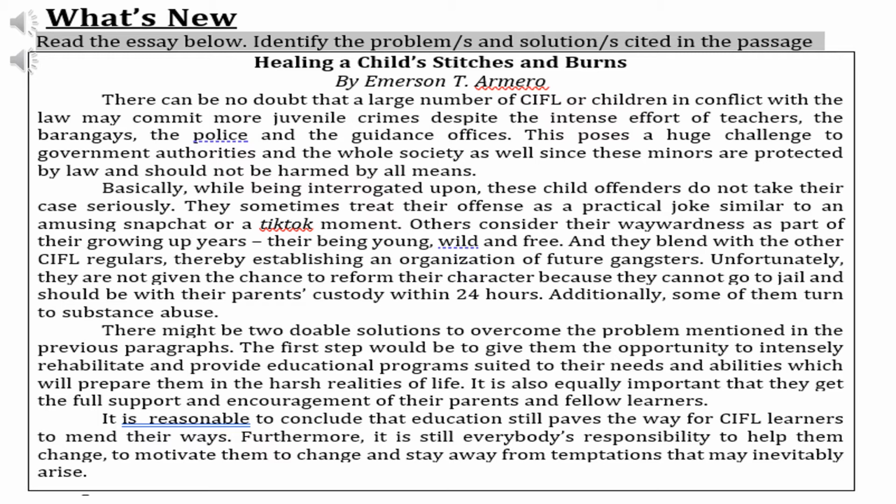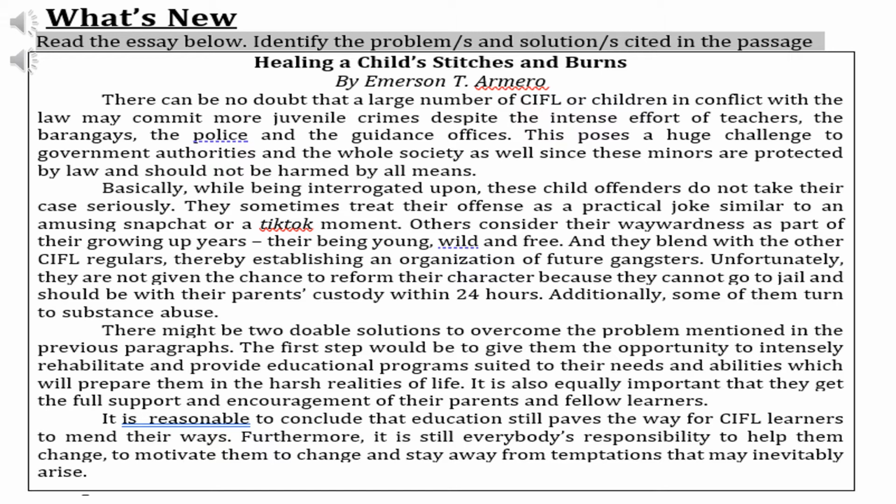There might be two doable solutions to overcome the problem mentioned in the previous paragraphs. The first step would be to give them the opportunity to intensely rehabilitate and provide educational programs suited to their needs and abilities which will prepare them for the harsh realities of life. It is also equally important that they get the full support and encouragement of their parents and fellow learners. It is reasonable to conclude that education still paves the way for CIFL learners to mend their ways. Furthermore, it's still everybody's responsibility to help them change, to motivate them to change and stay away from temptations that may inevitably arise.